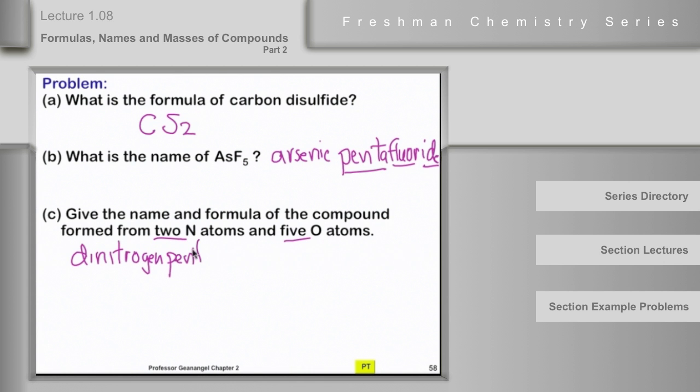Pent oxide. Now, it's not pentaoxide. You don't put 2 vowels together. If the second part of this thing starts with a vowel, you leave the A off. Although you'll see sometimes people write it different ways. But it should be pentoxide, like pent-up enthusiasm. Okay. Dinitrogen pentoxide, N2O5. How's that? Yes?